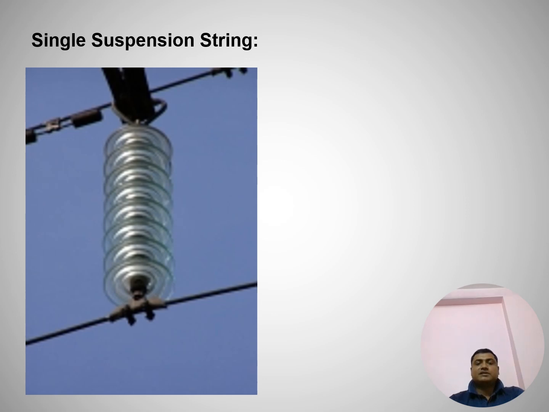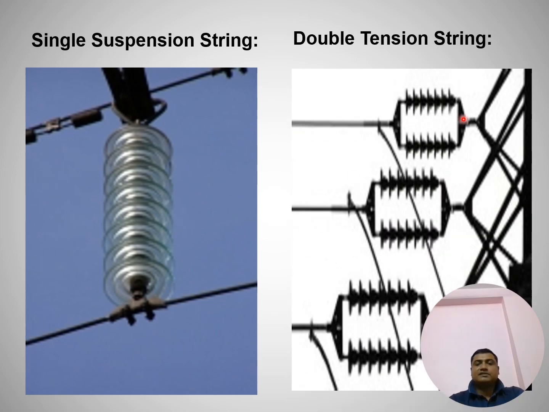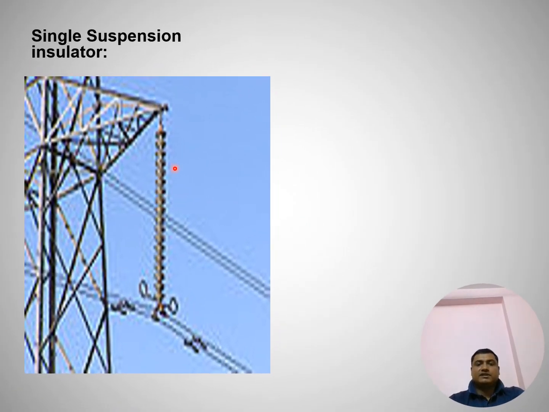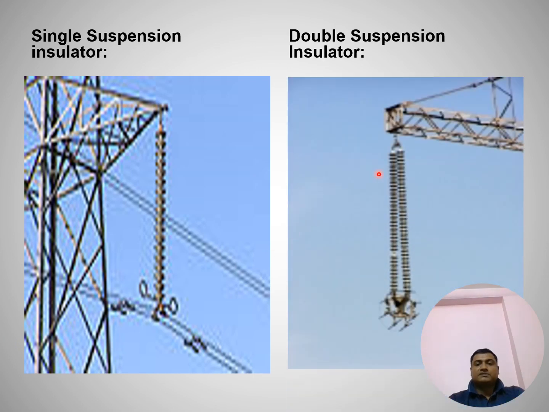This is a single suspension string. A single suspension string looks like this, and if you see, this is a double tension string. A double tension string looks like this. And this is also a single suspension insulator string with quad conductor, with twin conductor. This is a double suspension insulator string with six conductor, hexa conductor.